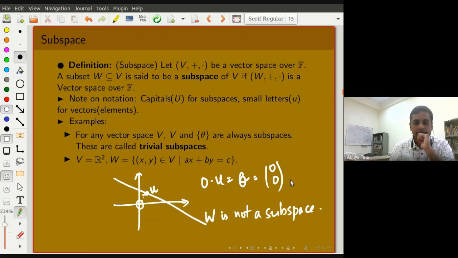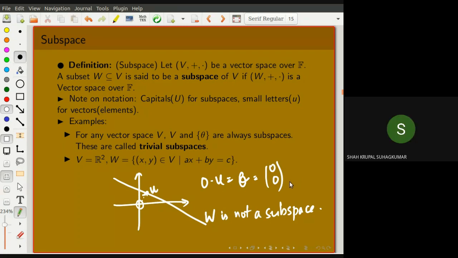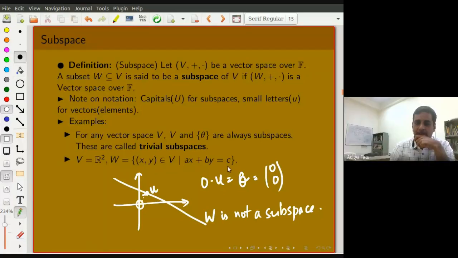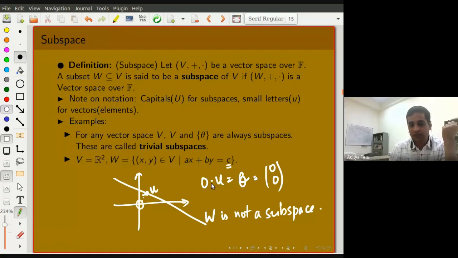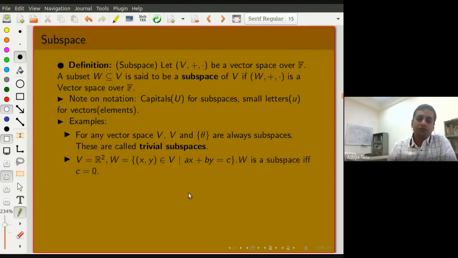Is that clear? So then any line which passes through the origin would be a subspace? Exactly. So my question is, what should be the value of C for W to be a subspace? C has to be 0, of course. Good. So W is a subspace if and only if C is 0. Is that clear to everyone?